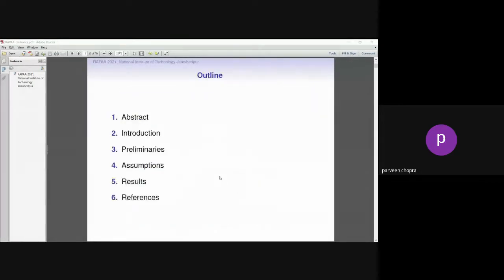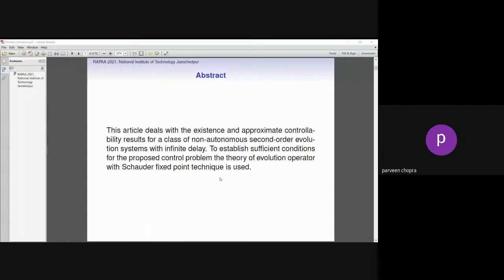These are the outlines of my presentation: abstract, introduction, preliminaries, assumptions, results, and references. In the abstract, in this paper we find the existence and approximate controllability for second-order non-autonomous systems with infinite delay, and approximate controllability is the sufficient condition for the proposed control problem. The theory of evolution operators and Schauder fixed point theorem techniques are used.